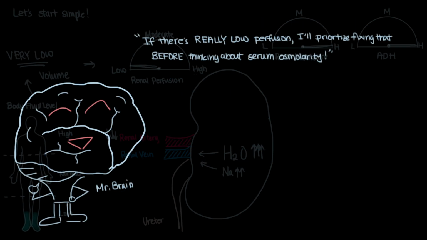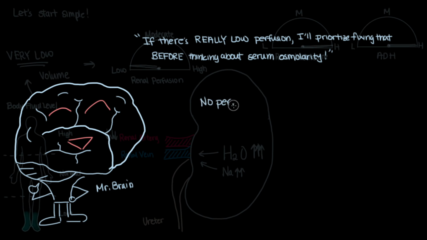And that's totally a fair point, which brings us to the third concept, which is that ADH release prioritizes volume status over serum osmolarity if the volume status is really, really low. So basically, our brain prioritizes making sure things are perfused adequately with good volume before making sure that the volume itself has the optimal solute concentration, which makes kind of sense, right?